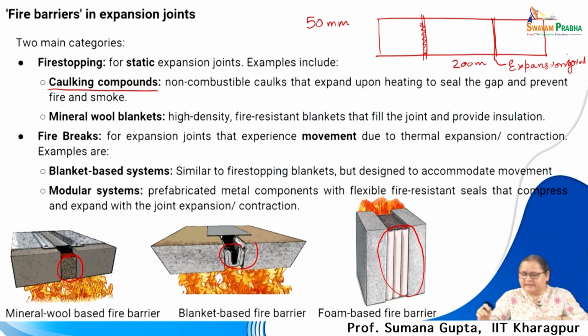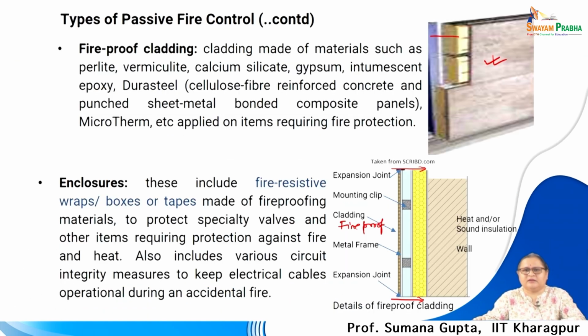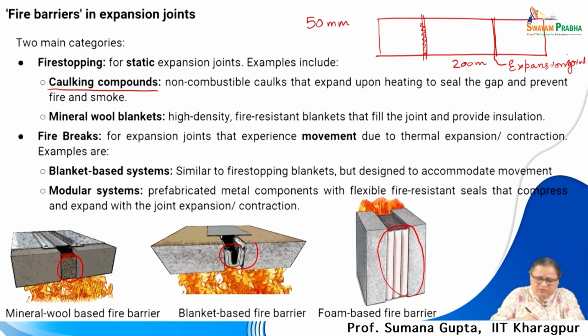You are either cladding them, that means you are putting a dress or a cover of perlite, vermiculite, calcium silicate, gypsum or intumescent paints. You are plugging all expansion joints with mineral wool, blanket based fire barrier or foam based fire barrier, so that the fire or the smoke cannot move from one space to another.